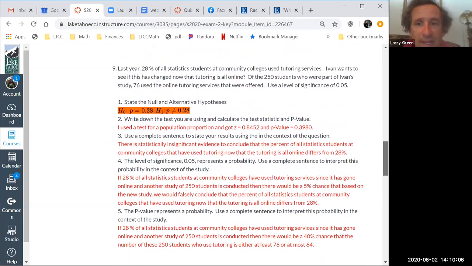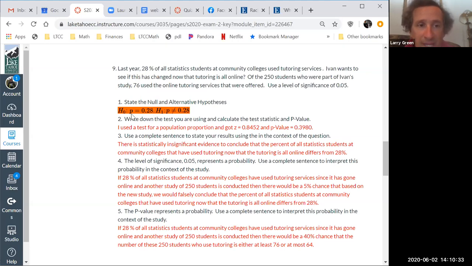Okay, let's go to number 9. Okay, 28% of all STAT students use tutoring services. Ivan wants to see if this has changed now that tutoring is online. Of the 250 students who are part of Ivan's study, 76 use online tutoring. Okay, so note for the null and alternative hypothesis, you either use the tutoring or you didn't. Is the survey question? It's yes, no.